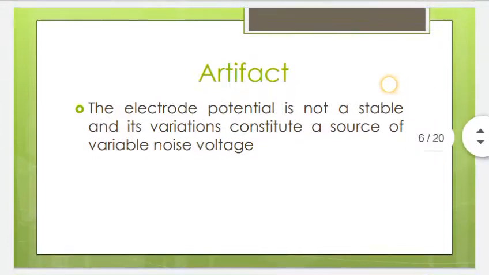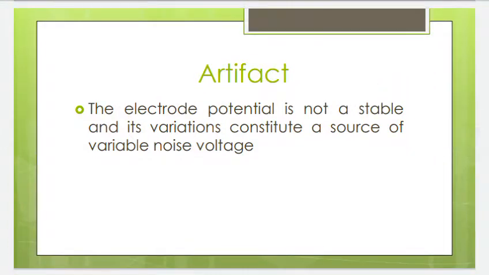Next one, artifact. What is artifact? The electrode potential is not stable, and its variation constitutes a source of variable noise voltage. We are measuring the electric potential, right? So if it is not stable and varies based on the input, this variation causes some noise, and that noise voltage is called artifact. It is just the noise.